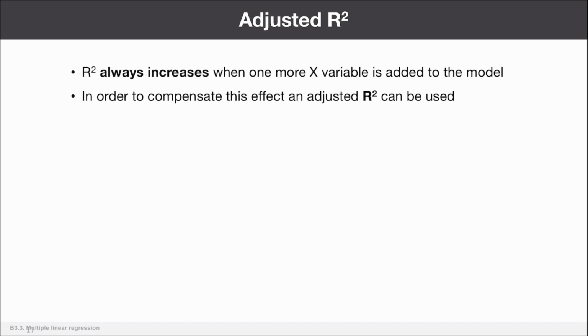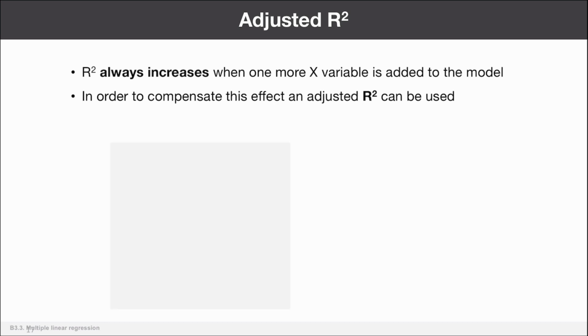The idea is the following: if you add an additional x variable, if you add an additional predictor to your model, even if this predictor doesn't have influence on y, your model will get better. Just because you account for this additional variance in your data, although it's maybe random variance. In order to compensate for this effect, we use adjusted R squared.